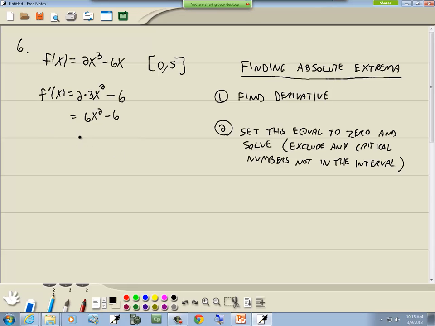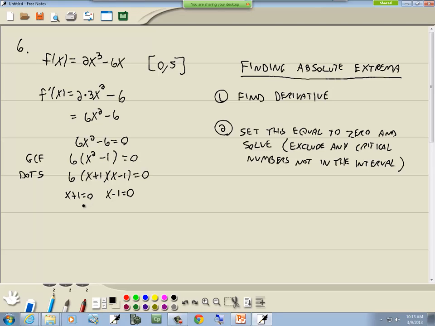Okay, so let's set this equal to 0. 6x squared minus 6 equal to 0. Now they have a GCF. They both have a 6, so I can factor that out. And that gives us x squared minus 1. What's inside of parentheses is a difference of two squares. So it factors as x plus 1 times x minus 1. Now it doesn't do us any good to set the 6 equal to 0, because again that's just a number. So we'll set the x plus 1 equal to 0, and we'll set the x minus 1 equal to 0. So we get x is equal to negative 1, and x is equal to positive 1.